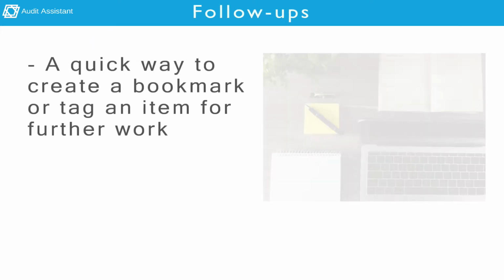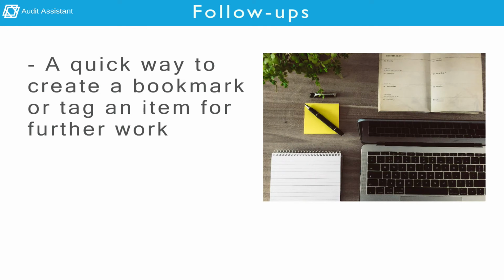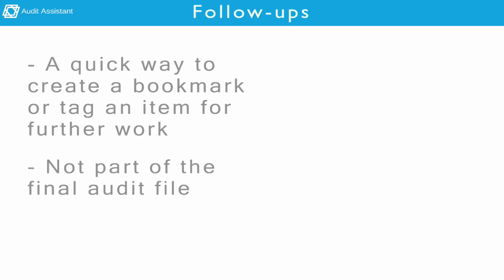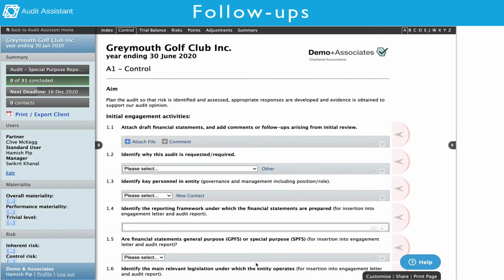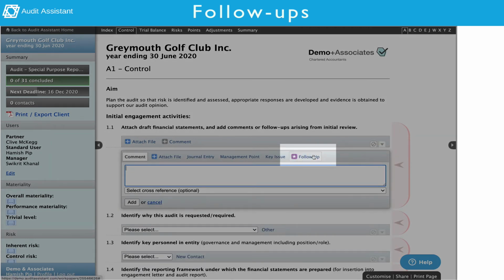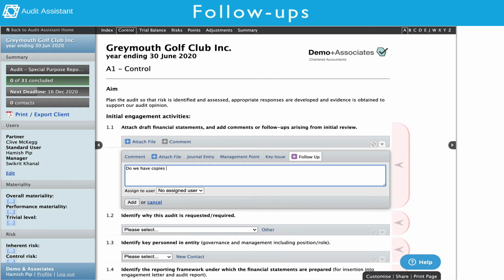Now we move on to follow-ups. A follow-up is a quick way to create a bookmark of something the auditor wishes to highlight for further attention. Follow-ups do not form part of the final audit file, but they ensure an easy method of tagging unfinished items for follow-up. To create a follow-up, use the Follow-up tab accessed from the drop-down on the right side of any work items. On creation, you may choose to assign a user to a follow-up.